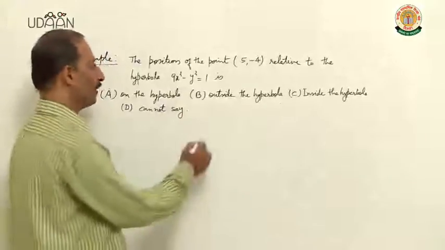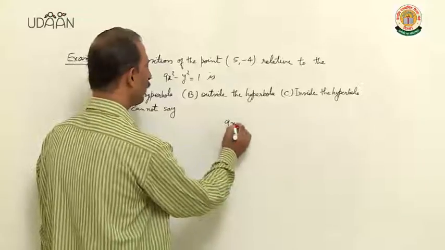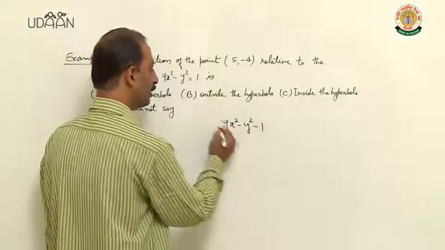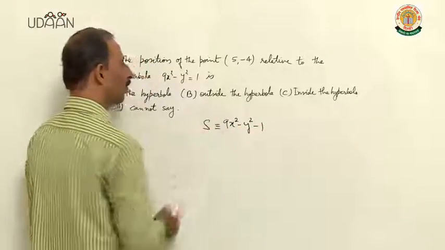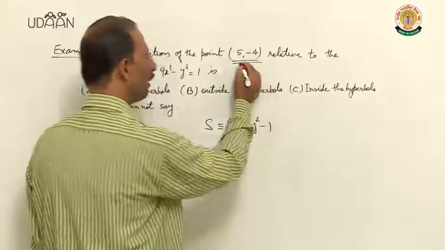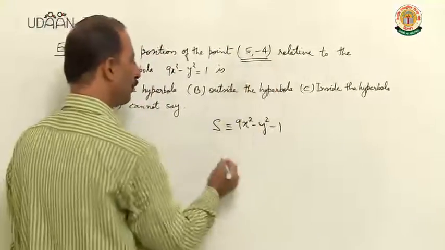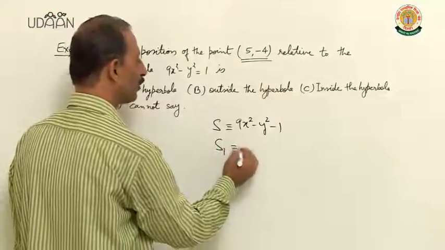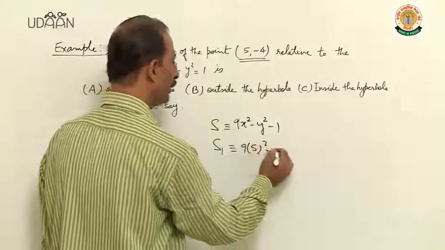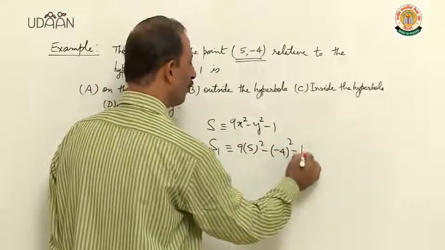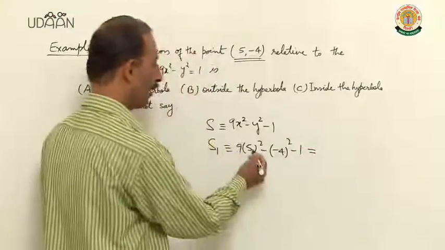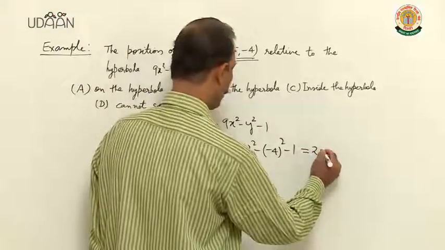Now in this example, 9x square minus y square is equal to 1. Transfer 1 to the left hand side, this we call S. Now the point given here is (5, -4). So if you put 5 in place of x and -4 in place of y, that value is known as S1. So what is the value of S1? 9 times 5 square minus 4 square minus 1. Simplify this and check whether this value is positive, negative or 0.